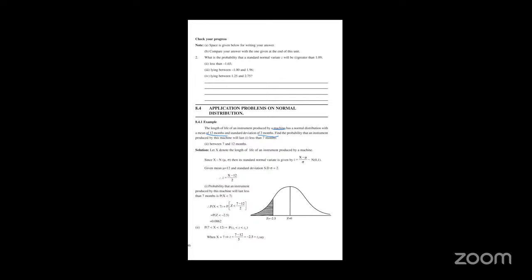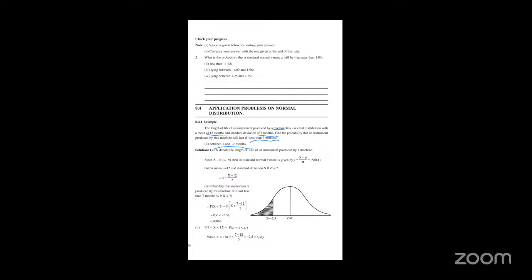Find the probability that an instrument produced by the machine will last less than 7 months. Actually the mean is 12, but what is the probability that it lies less than 7 months? And the second one: between 7 and 12 months it is working, or not functioning properly. What is the probability of that?